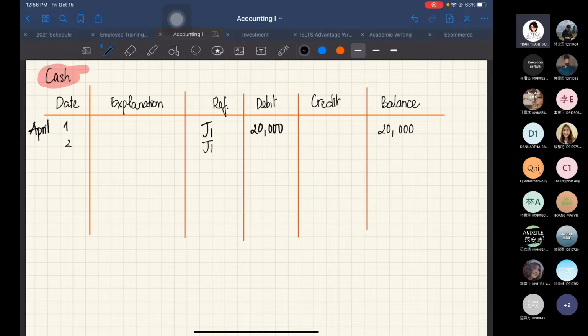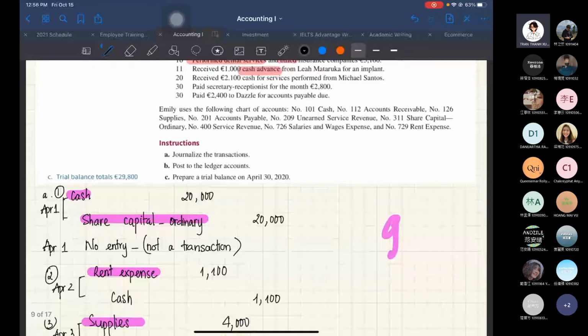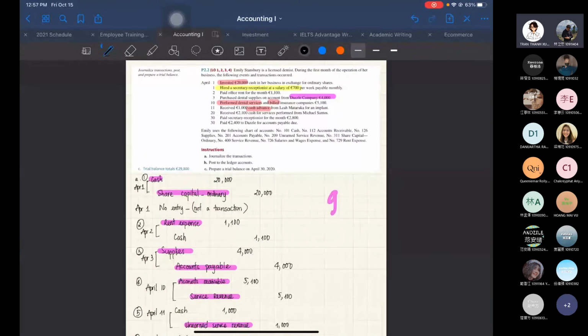Also J1 here. Yes, please. Why is it J1? What is the reference? How to explain for you?